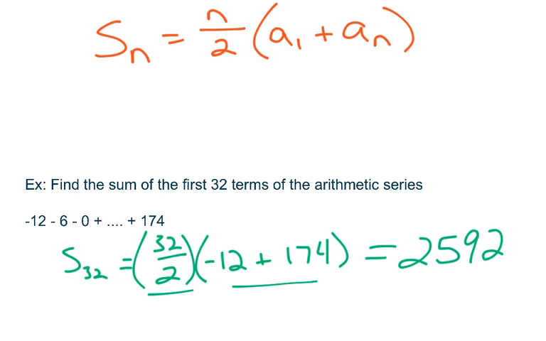We know the common difference. If we look at it hard enough, we would figure it out. It's 6. If we want to list out the first 32 terms, and find pairs that add up nicely together, we could do that, or we could just use this formula here and get our answer rather quickly.